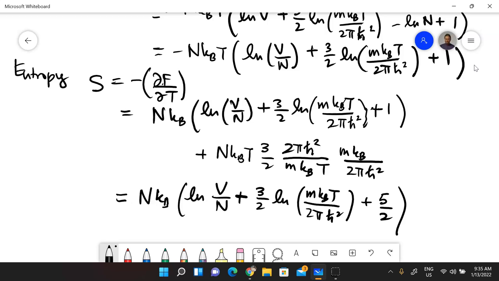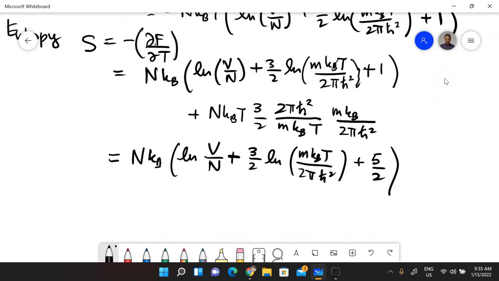Where does that come from? That is coming from 1 over here, and then this was simplified to 3 over 2 N k_B. Okay, so you get 1 plus 3 over 2, that gives you 5 over 2. Now this is a famous formula called the Sackur-Tetrode equation. And there's a few things that one needs to make some remark.